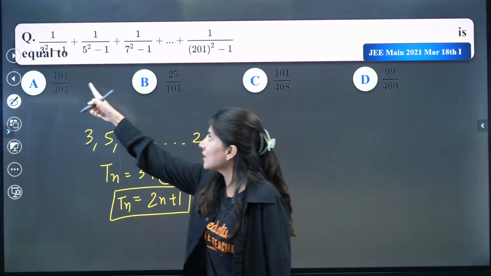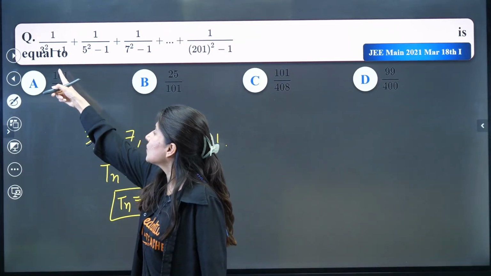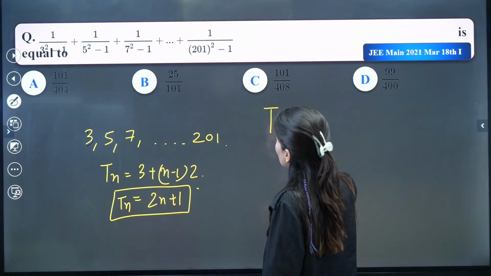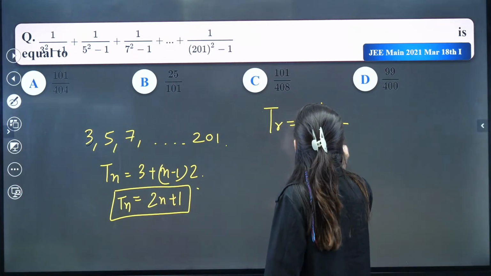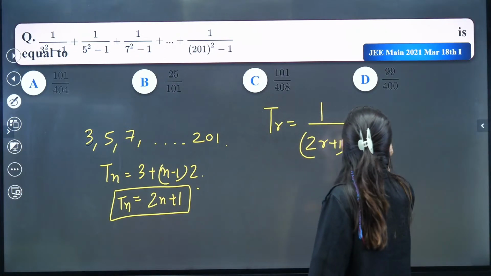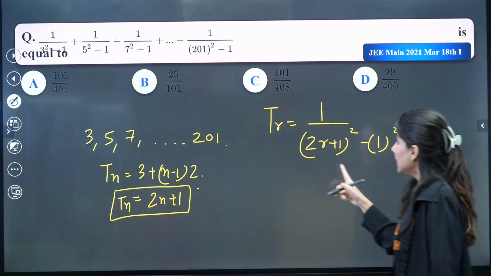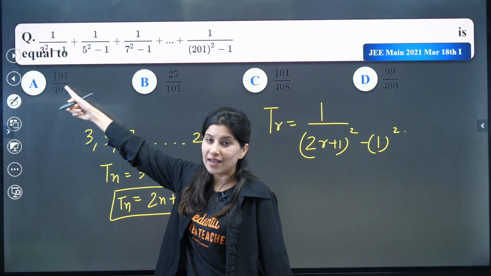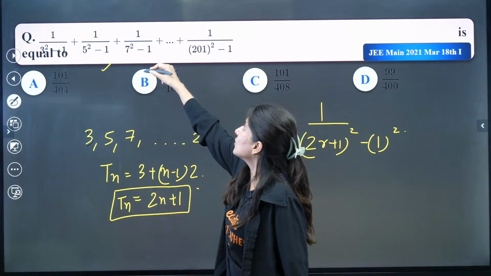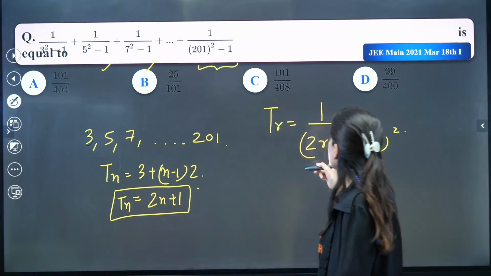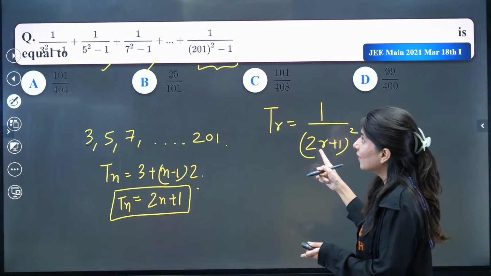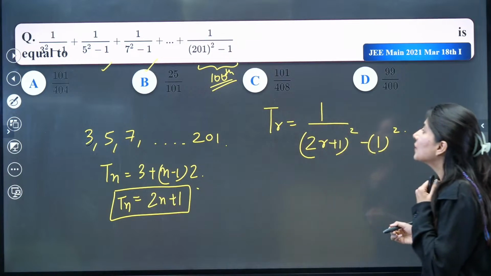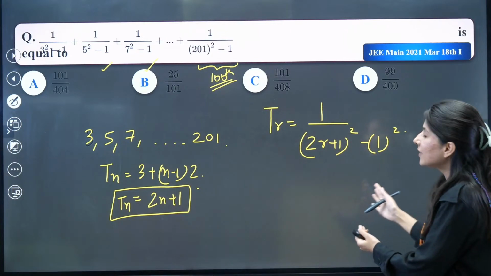Okay, so we can just replace it by (2n plus 1) whole square minus 1. So the general term of the overall thing, TR, if I would want to write, is 1 upon (2R plus 1) whole square minus 1, right? And it will start with R equals 1. The moment you put R equals 1, you are going to get this. R equals 2, this. R equals 3, this. What about the last term? The moment I put R equals 100, so this is the 100th term, you are going to get this. So this is your general term.